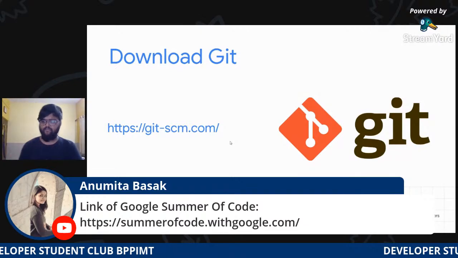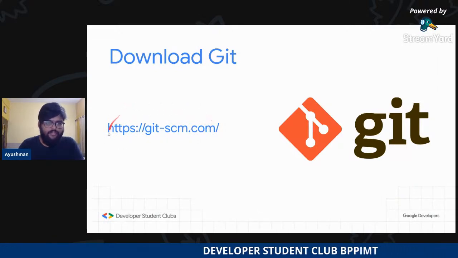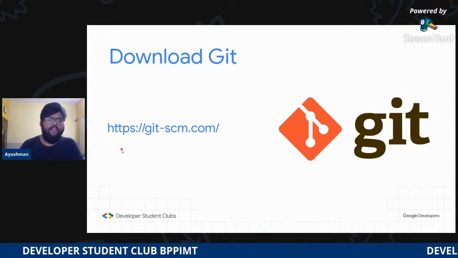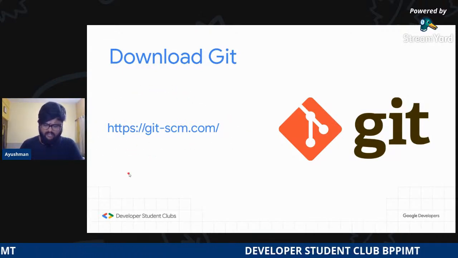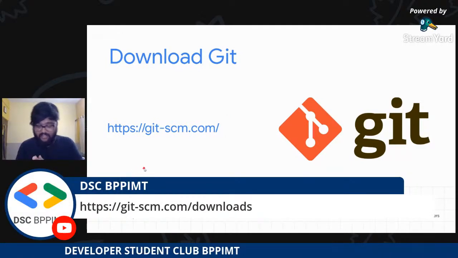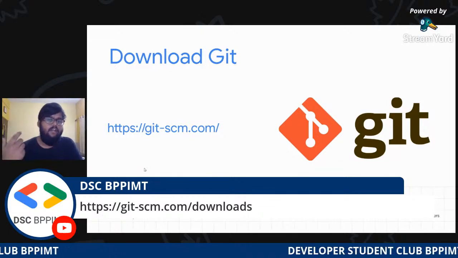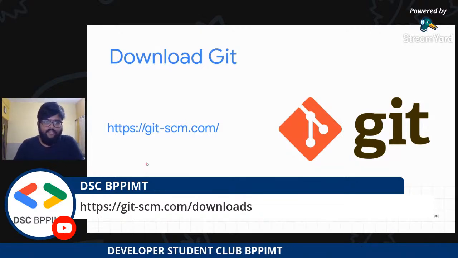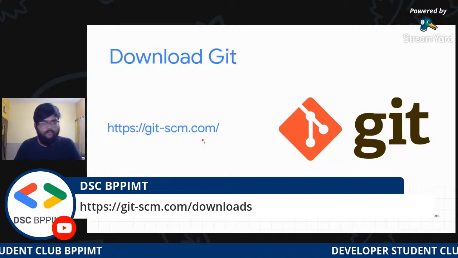So yes, people who are using Windows, I would request you to go to this particular link and download it from the internet. People who are using Mac or Linux, all they need to do is write git in their terminals, and if Git is installed, it will not throw an error message. If Git is not installed, it will provide you the command to install Git on the computer system. So yes, that's it. For Windows users, you have to go here and install Git.